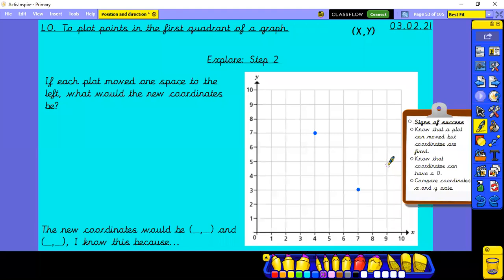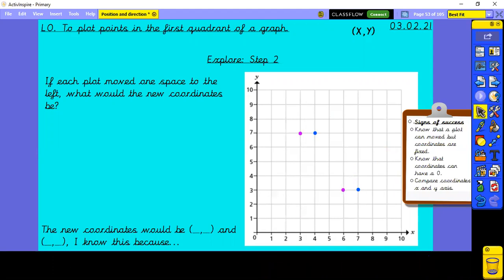Okay, so the way we solve this problem is to start at our plot and follow the instructions given. We've been asked to move 1 space to the left. So I'm going to get my plot, I'll move it 1 space to the left, and I'm going to do it in a different colour to show that it's been moved. I'm going to do the same with this plot here. I'm going to move 1 space to the left and place my plot on the graph. Now I need to think about what my new coordinates are.